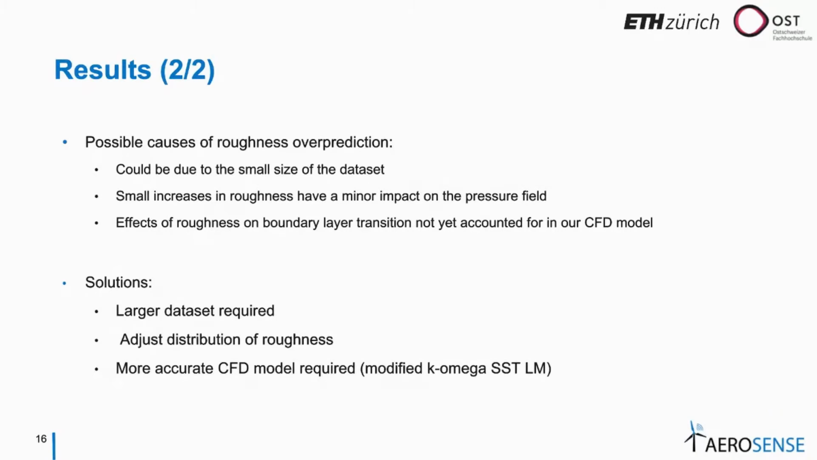So the solutions to this are, on the one hand, we need to generate more data and use a larger data set, but we maybe also need to adjust the distribution of the roughness, as we might want more samples in our data set for small roughness values, as this seems to be harder to detect, and thus we want to show it more often to the network. And like I said before, we would also like to maybe use a more accurate CFD model.